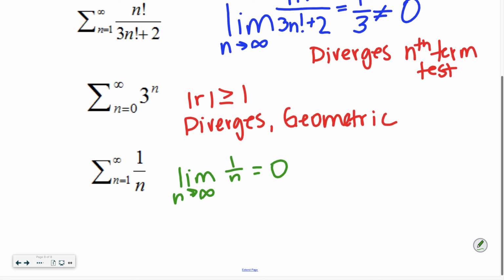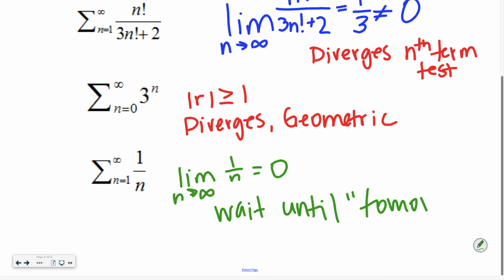Now, this is not geometric, so we can't use any of that rule. And this is not telescoping because we don't have a subtraction of 2 items that things would cancel. So we're going to have to wait until tomorrow in order for us to know that it diverges.